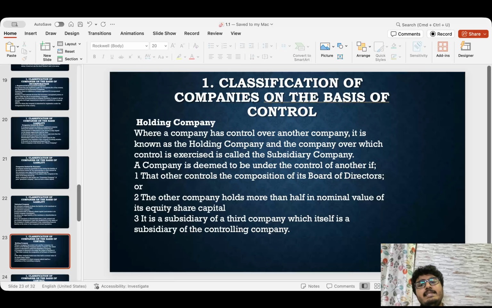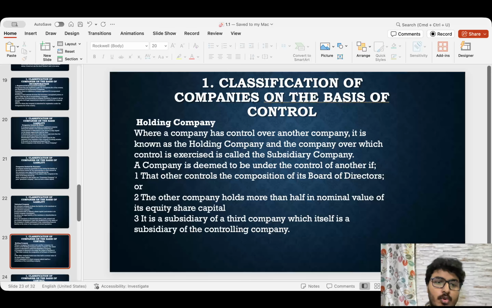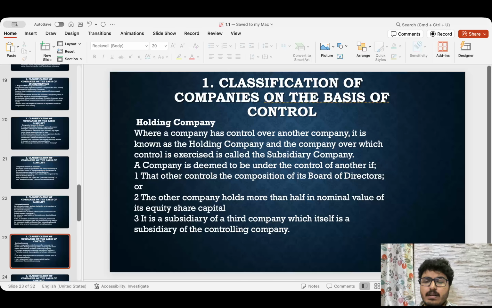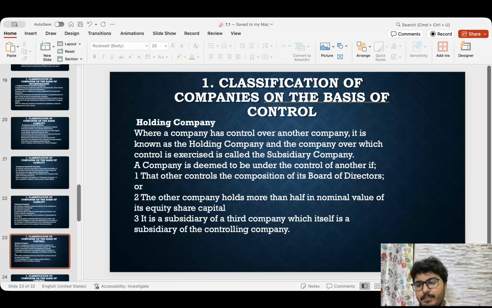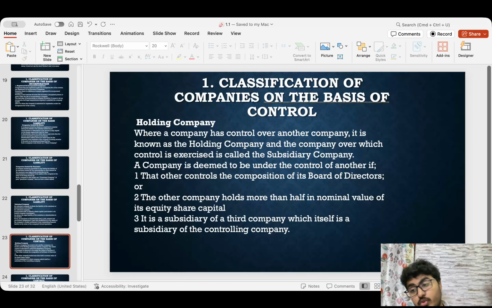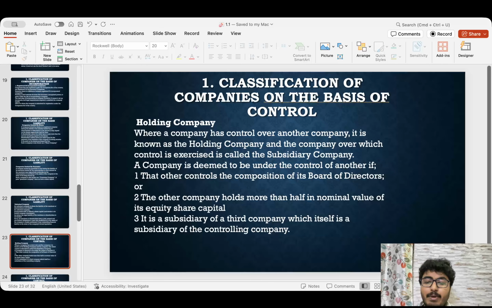Next, on the basis of control. On the basis of control, there are two types. One is the holding company and the other one is the subsidiary company. A holding company is one that controls another company, known as the subsidiary company.